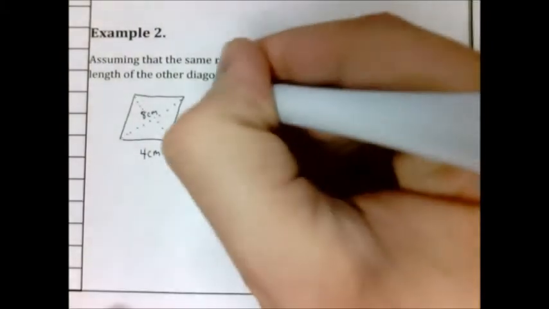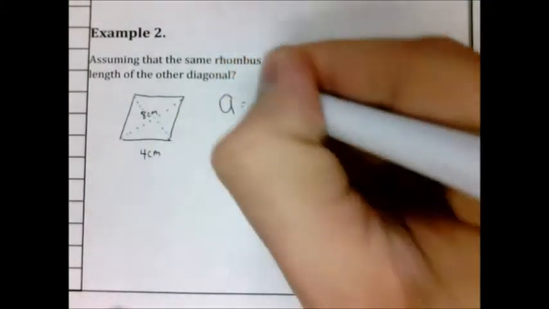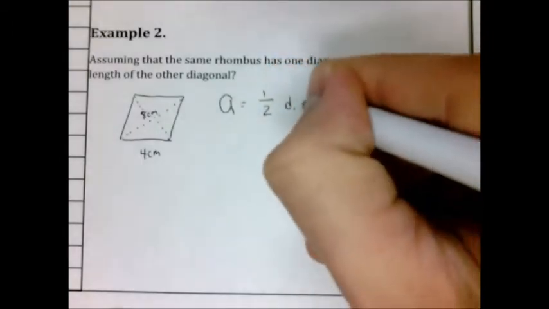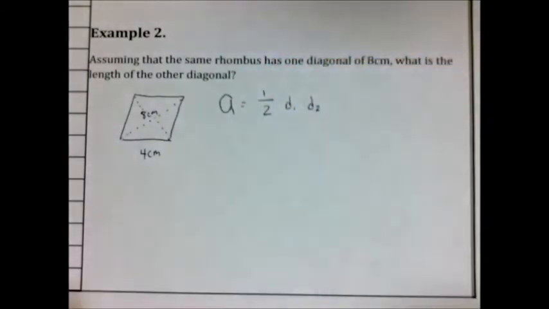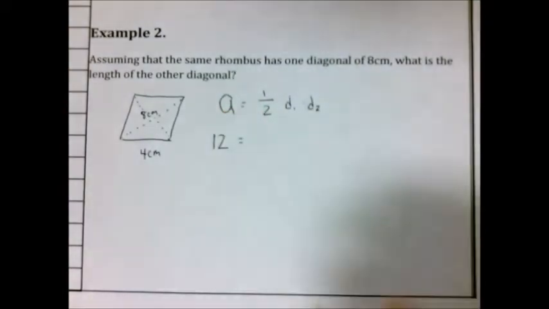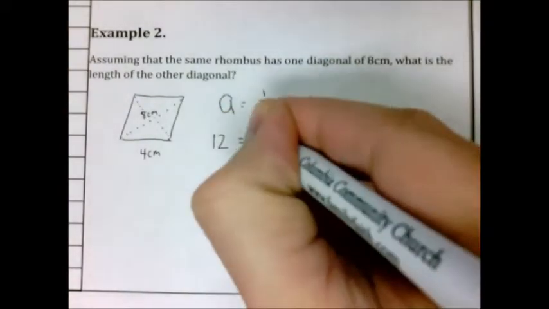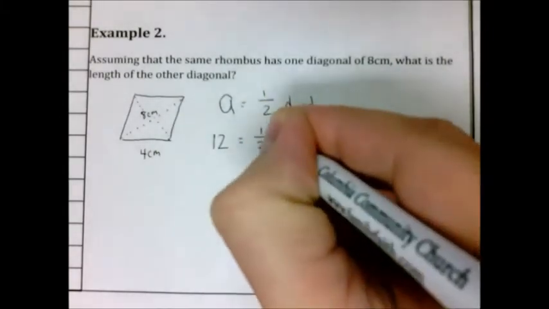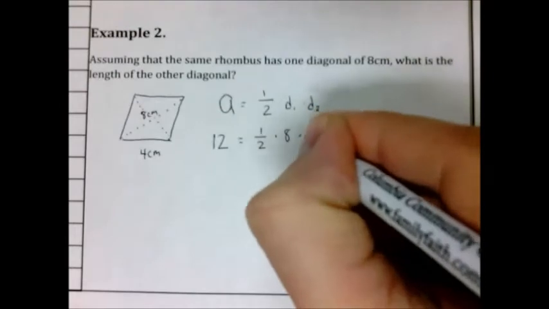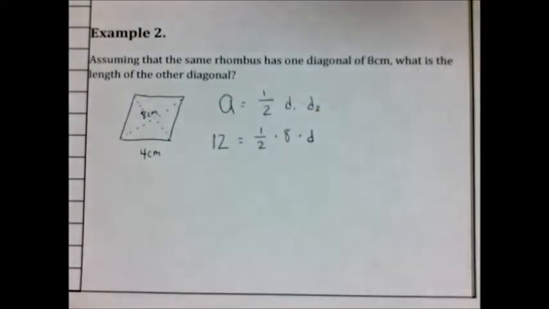This is where we can use that formula we just talked about: 1/2 times the diagonal of 1 times the diagonal of 2. Now we already figured out what the area of this was. We said that was 12 centimeters squared. So 12 is going to equal 1/2 times the first diagonal, which we found out was 8, times the second diagonal. I'm just going to call that D. And now all we have to do is solve for D.